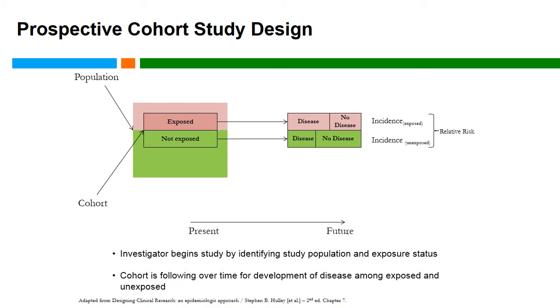So here's a diagram of a prospective cohort study. As you can see, in this design, you're going to start in the present, select your cohort from the overall population, and the individuals enrolled in the cohort are classified as exposed and unexposed. These individuals are then followed longitudinally to assess the development of the disease. The incidence of the disease in the exposed and the unexposed populations is ascertained, and the ratio of the two is the estimate of the relative risk.